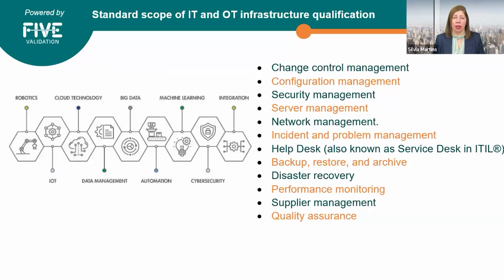In this slide, we outline various components involved in the qualification process. The key areas of focus for IT and OT infrastructure qualification are change control management, configuration management, security management, server management, network management, incident and problem management, help desk, also known as service desk in ITIL, backup, restore and archive, disaster recovery, performance monitoring, and supplier management. Quality assurance aspects of services management, incident and problem management, backup, restore, and archive, and performance monitoring are critical in the qualification process.